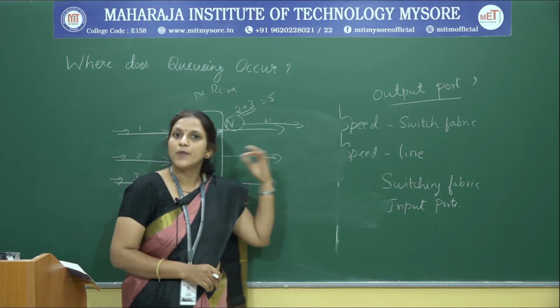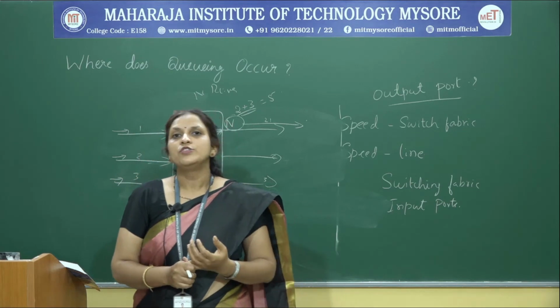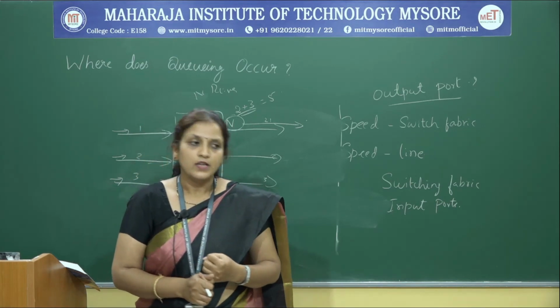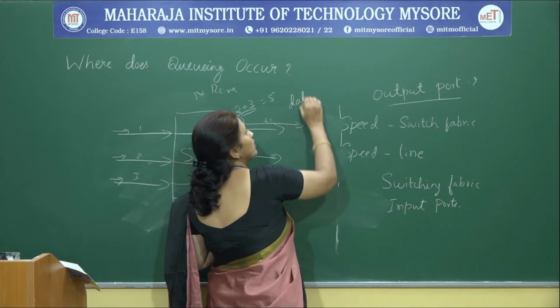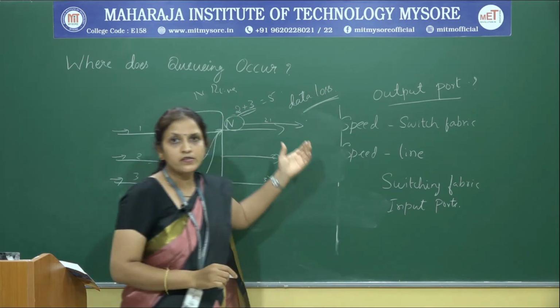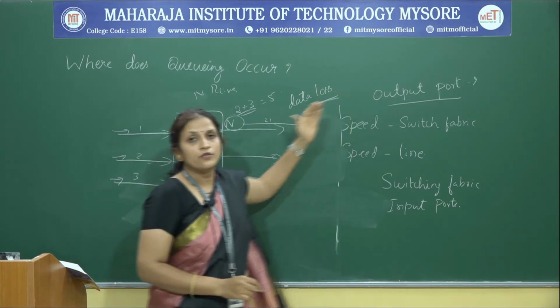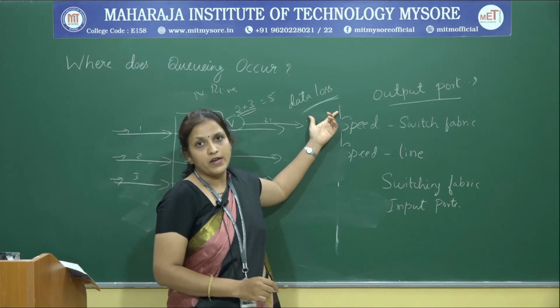So, we need to have a mechanism or an algorithm with which the router can make that decision. That is one thing. So, here data loss comes into the picture, right? There is a loss of packets, isn't it? So, at the output port, packets getting accumulated will result in data loss.